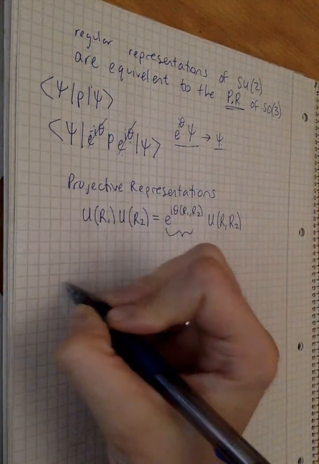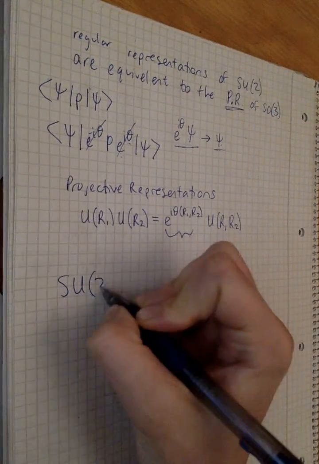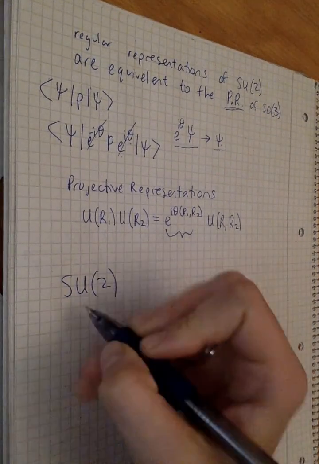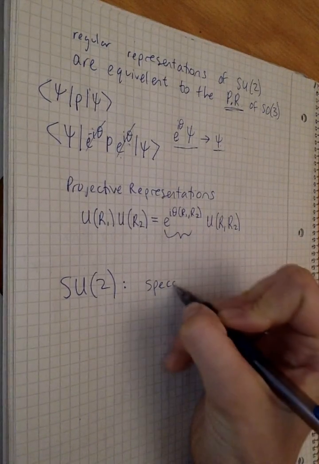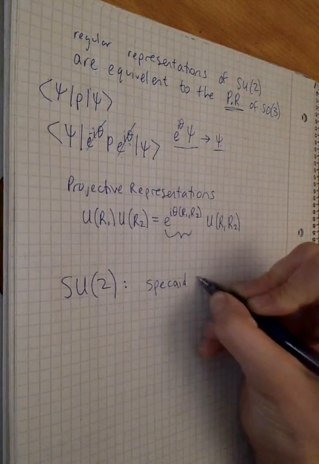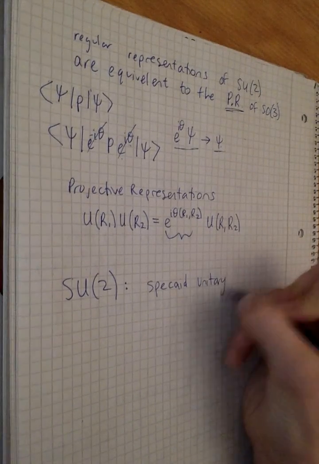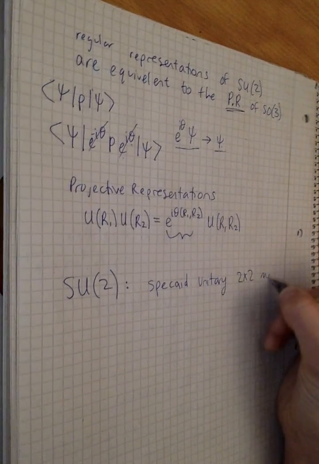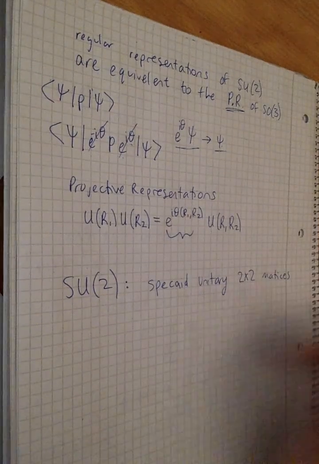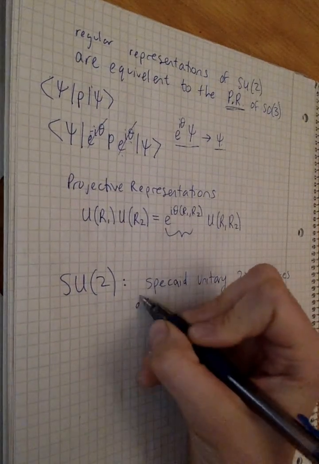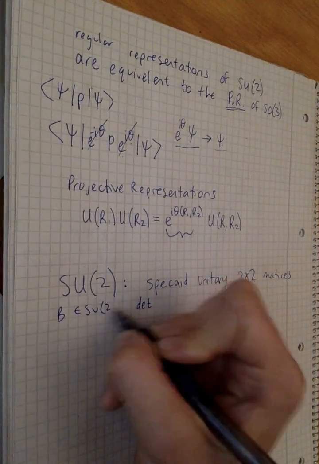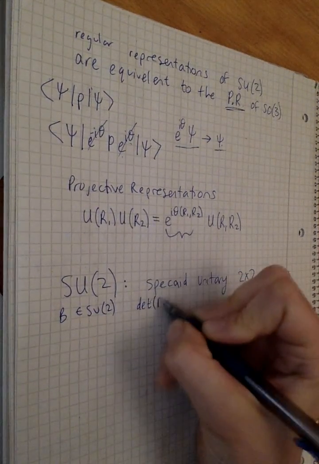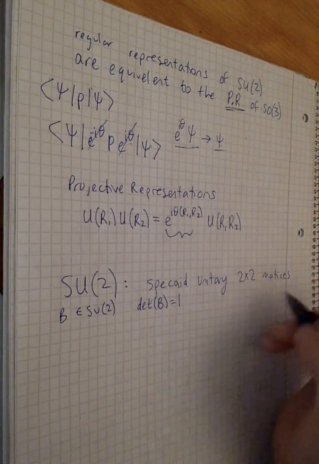And now I'm going to talk about SU2 as a group. SU2 is the group of special unitary 2x2 matrices. Where special we discussed earlier: let B be in SU2, so we don't get B and R confused. The determinant of B is equal to 1.